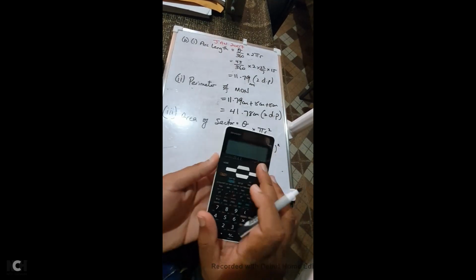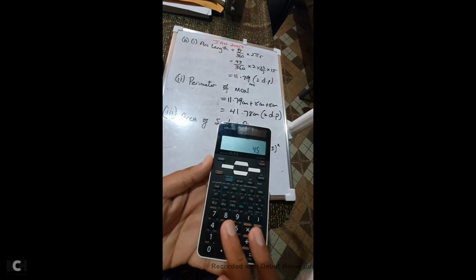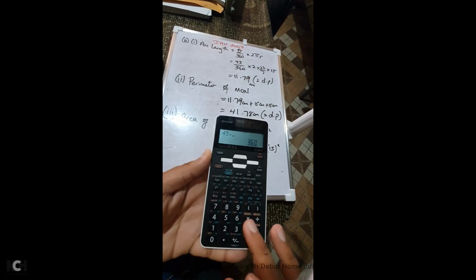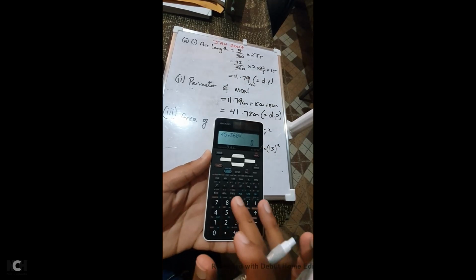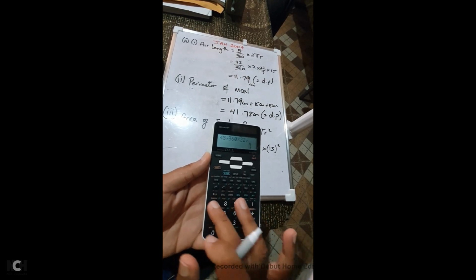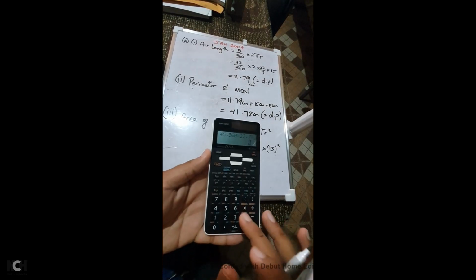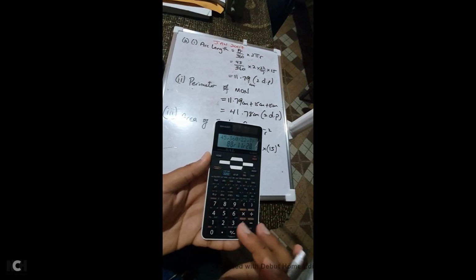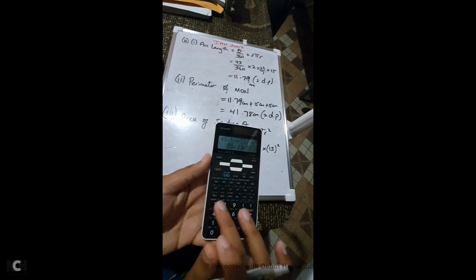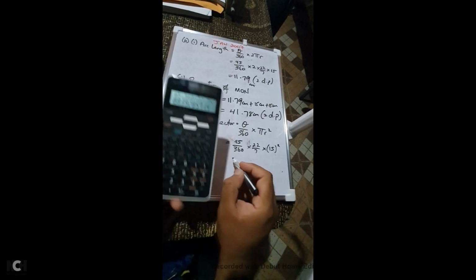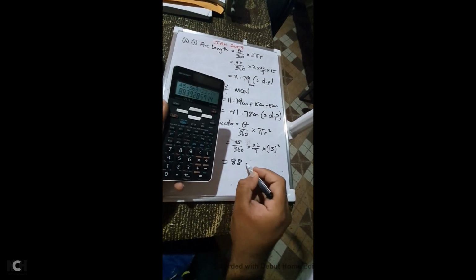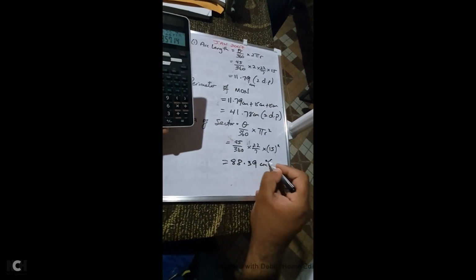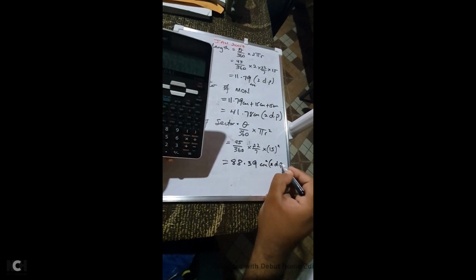So on our calculator now, we will say 45 over 360 multiplied by pi, which is 22 over 7, multiplied by 15 to the power of 2, which will give us that. Now, if you want it in decimal form, which is ideal, just press the fraction button again and we will get 88.39 centimeters squared, of course, to two decimal places.